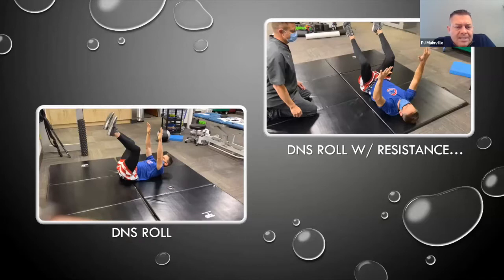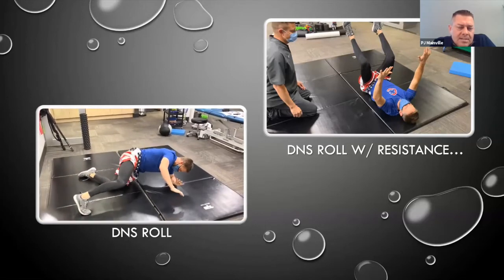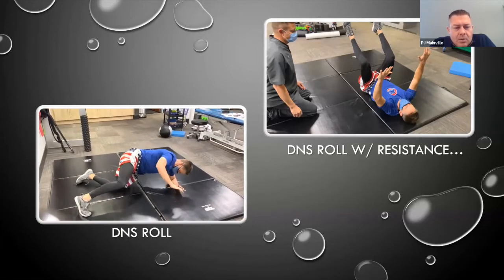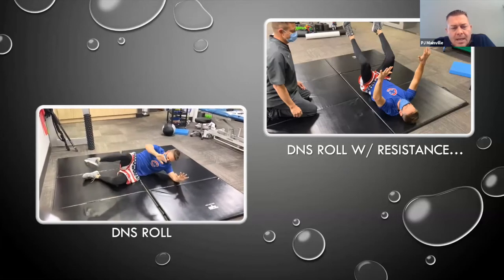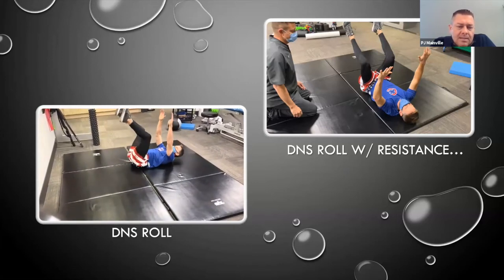We'll use kind of what we call a DNS roll. This half roll on the left, essentially coming up. The importance of this is now we're facilitating a left glute, and also having to stabilize a scapula on a rib cage while maintaining the abdominal pressure and stability.